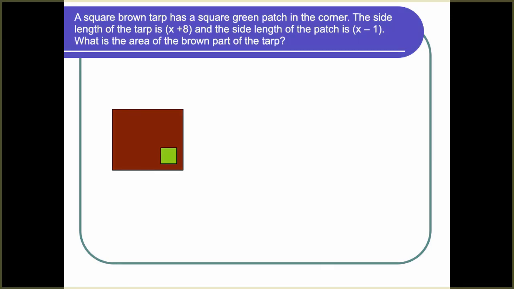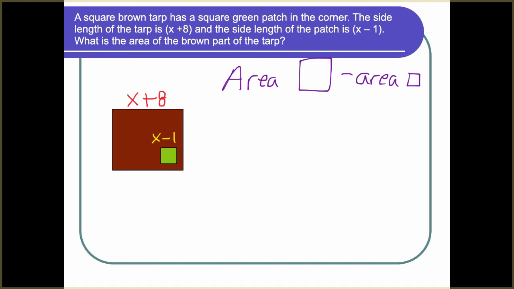So here we have our overall square is x plus 8 by x plus 8. And our small square in the middle is x minus 1. To solve this, we take the area of the large minus the area of the small. So the area of the large is x plus 8 times x plus 8, which is x plus 8 squared. And we subtract off the area of the small, which is x minus 1 squared.